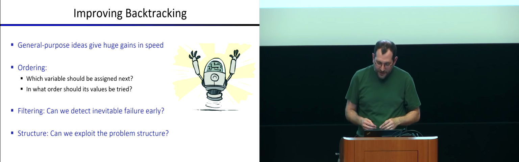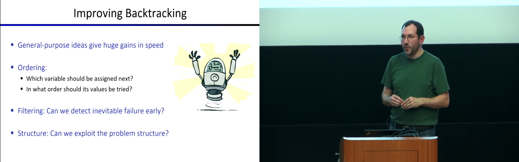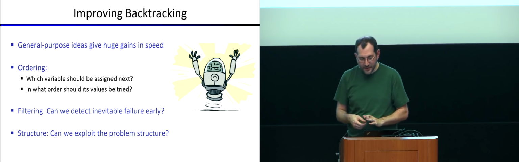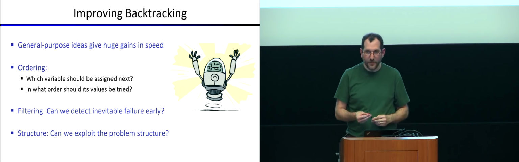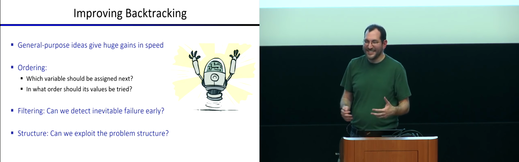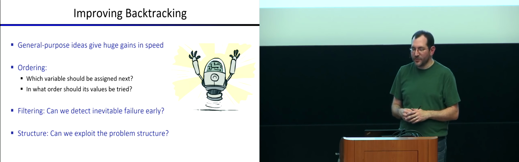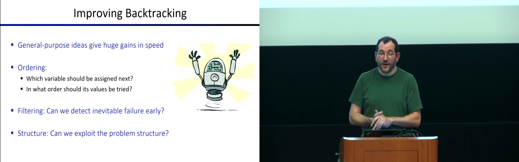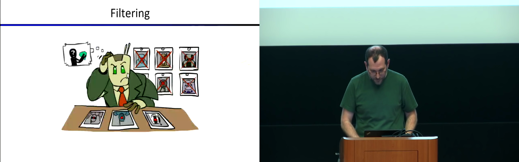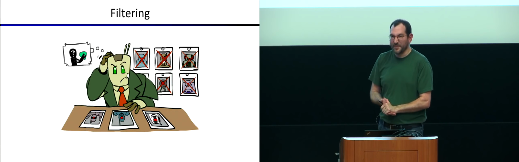The next thing is filtering. Is there a way to detect inevitable failure early, as opposed to just waiting until you hit a dead end in your search? And the last class of approaches for improving CSPs is structure-based approaches. Can we look at the graph, detect something efficient about its structure, and use some algorithm that exploits that structure? This is going to work for some kinds of graphs and not others, and we'll talk about these algorithms probably on Thursday. So for today, let's talk about filtering.